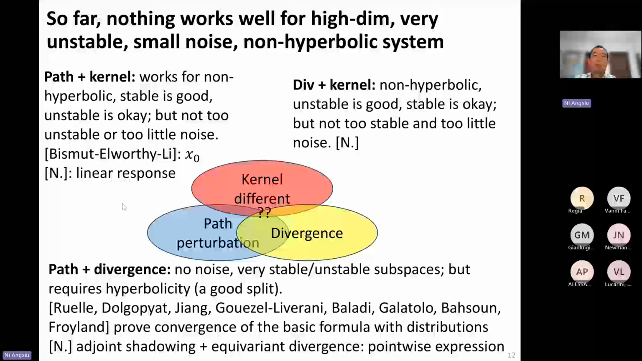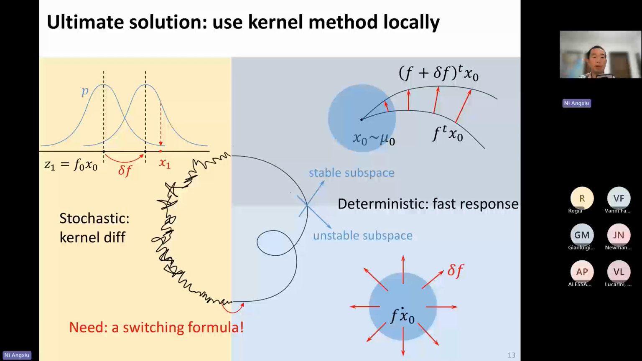And you can immediately imagine that eventually we want to involve all of the three basic methods. And this is the program I proposed. I propose to add noise only to local regions in your phase space. And when you're in these regions, you switch. These are the places with poor hyperbolicity. When you are in these places, you use the kernel method. And when you're out of these places, you use the fast response method, which is a combination of the path method and the divergence method. And I would imagine that this would further improve all the previous combinations of two methods.